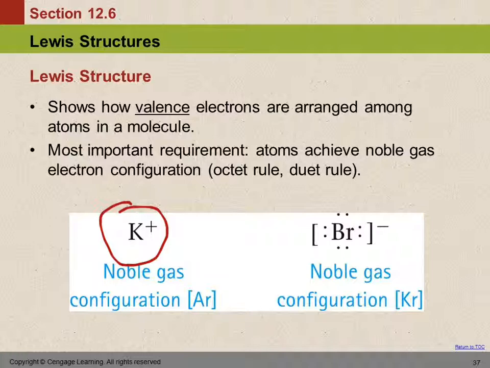And that's what happens with these elements. So potassium becomes an ion. It loses 1 electron.